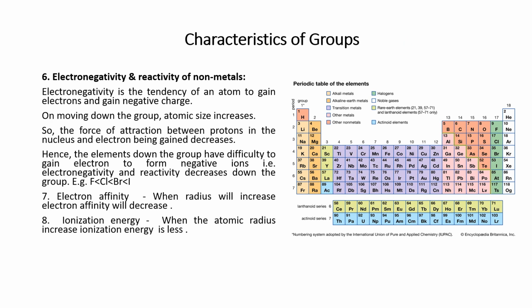You see here electronegativity and reactivity of non-metals. Who are non-metals? Here you see the non-metals group. Which are non-metals? Here we see nitrogen, phosphorus, arsenic, oxygen, sulfur, selenium, tellurium. These are non-metals.